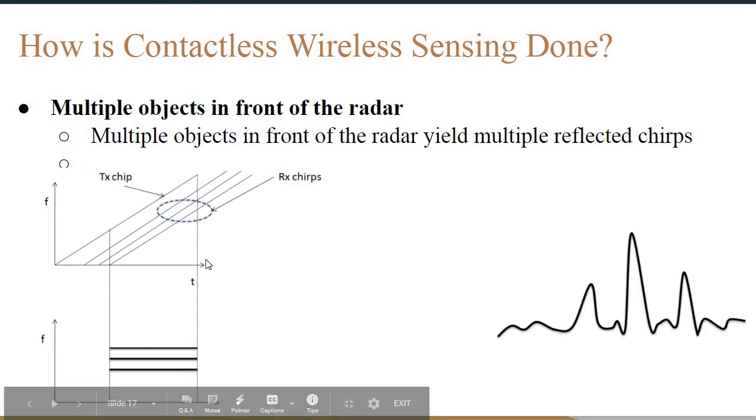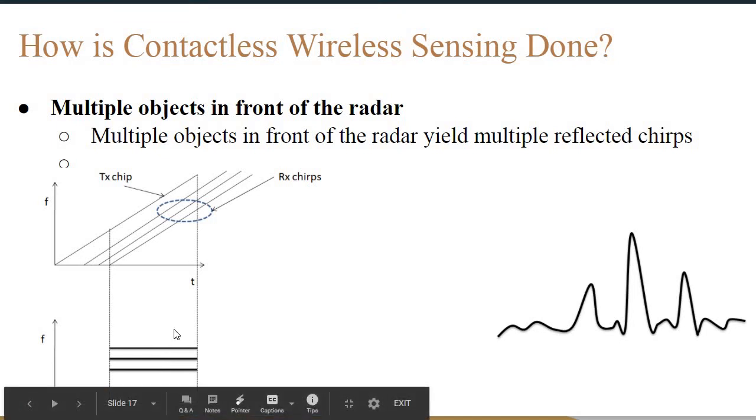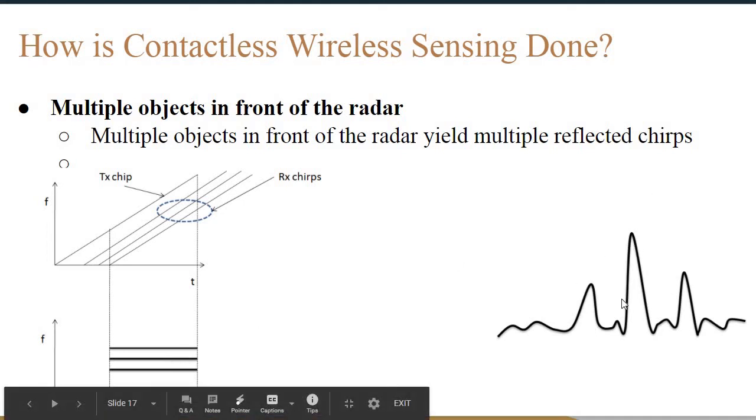So now we look at multiple objects in front of the radar, where, applying the same principle, multiple objects in front of the radar yield multiple reflected chirps at the RX antenna, which is the receive antenna, as shown in this particular figure. A frequency spectrum of the IF signal will reveal multiple tones, where the frequency of each is proportional to the range of each object from the radar system, as can be observed here.